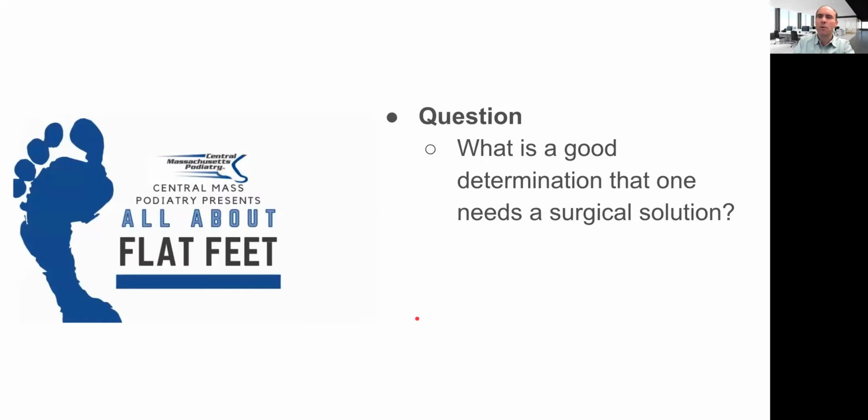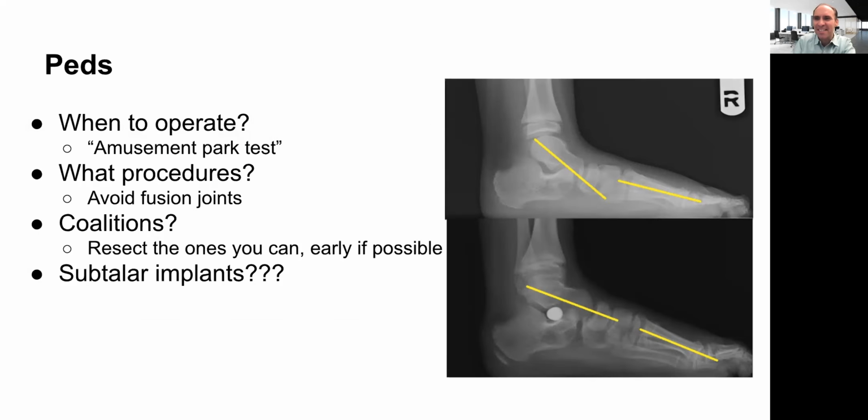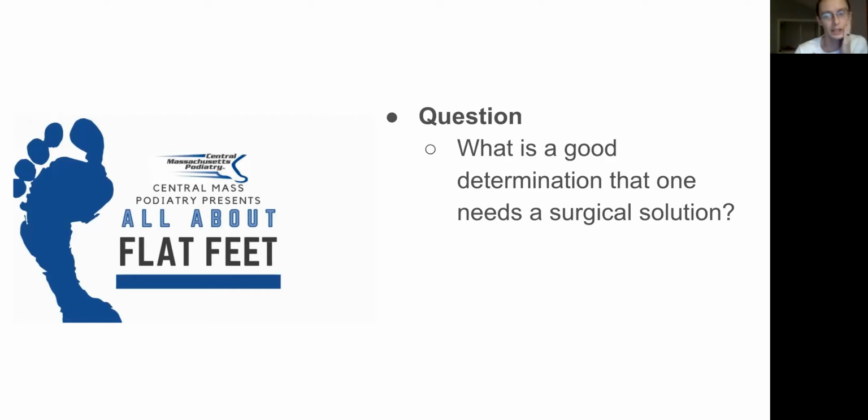Great. We're going to start with the questions now. Thank you, Dr. Saviet. I guess this was, you may have addressed it. What is a good determination that one needs a surgical solution? I think you said it's the, what is it called? The amusement park test, right? Yeah, certainly for a kid, I think that's a great, just, a rough estimate.